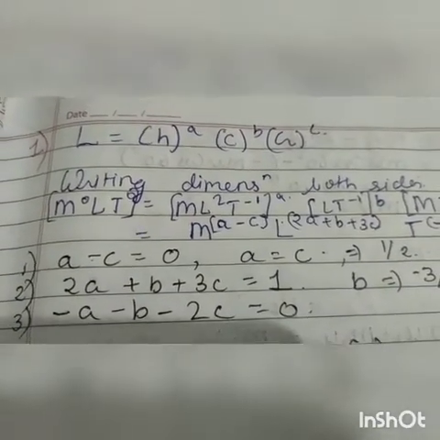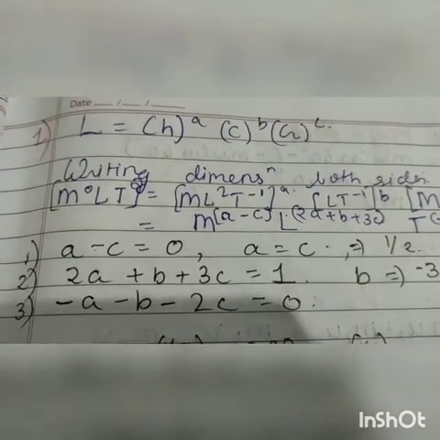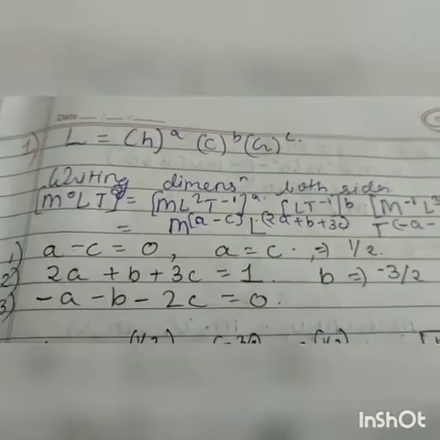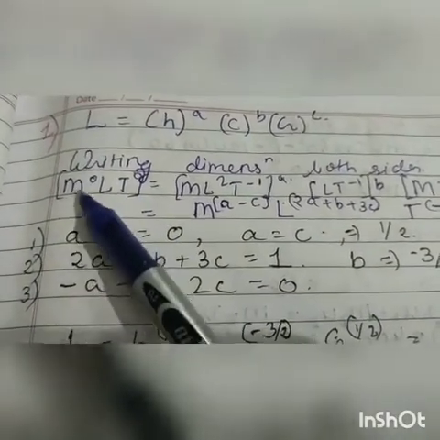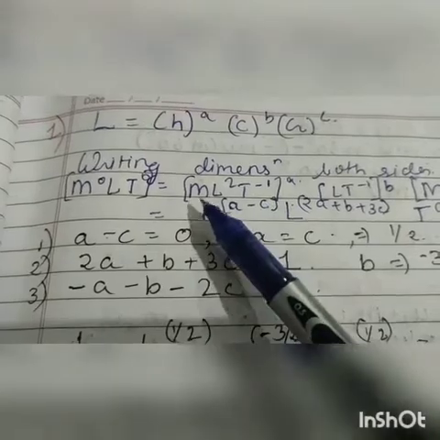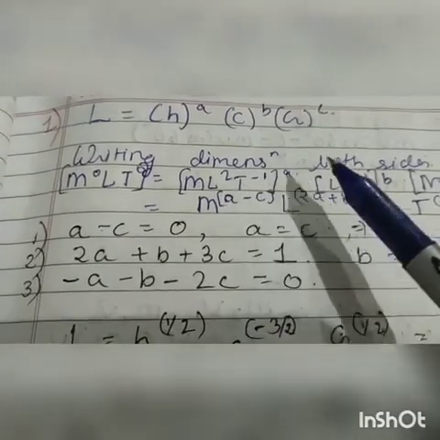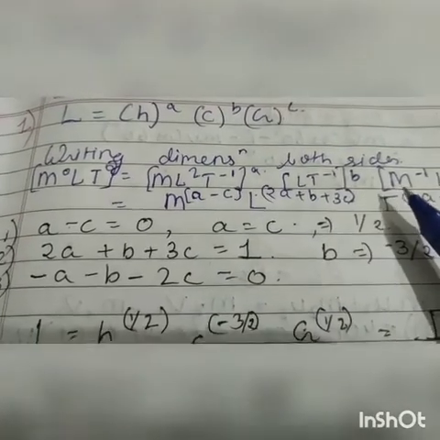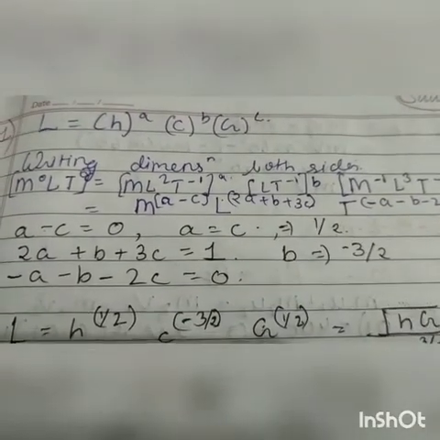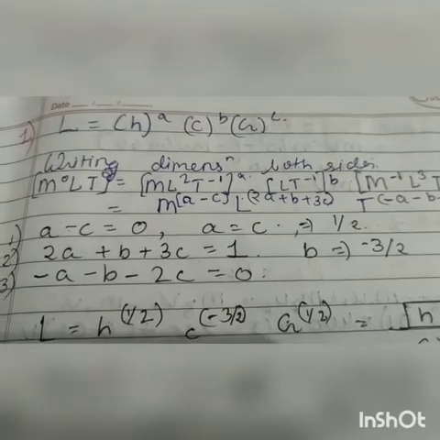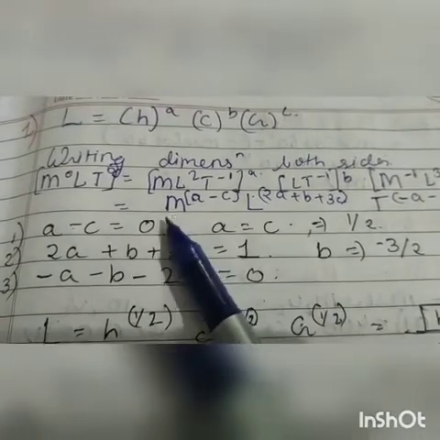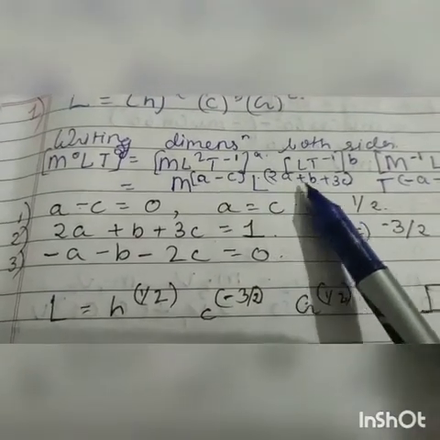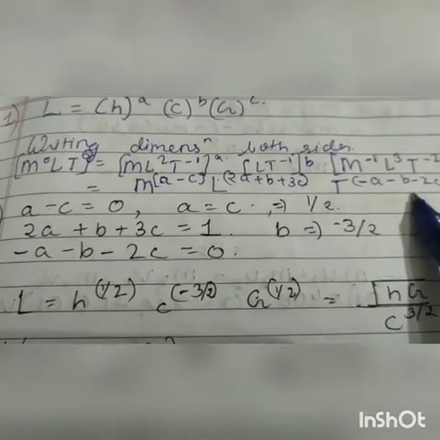First we will write the dimensions of h, c and G, and L on both sides. L is only L, M0 and T0. For h we have M L square T minus 1, and c, that is speed of light, we have L T minus 1, and G is M minus 1, L 3 and T minus 2. So we will just put the values as M to the a minus c, L to the 2a plus 2b plus 3c, and T to the minus a minus b minus c.